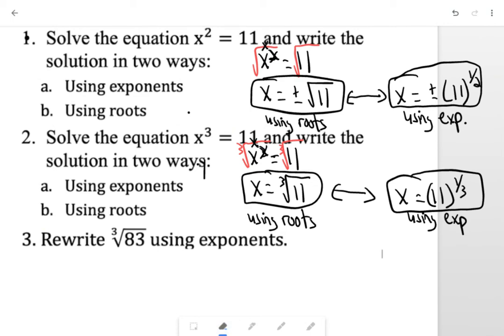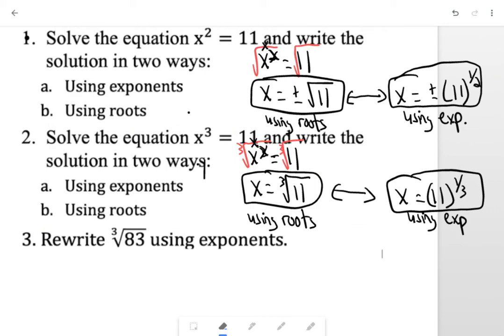Okay, number 3. We write the cube root of 83 using exponents. Now, before we answer that question, I first want to go back and do what we did yesterday. I want to talk about what the cube root of 83 is between. We did a little bit of this yesterday.